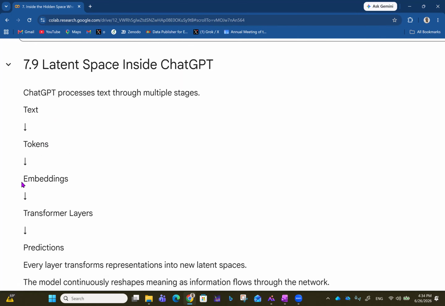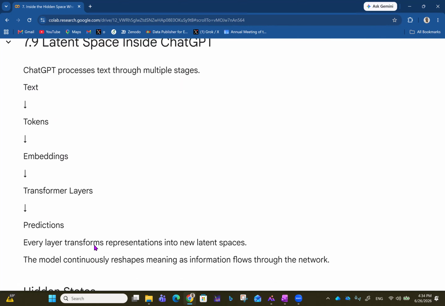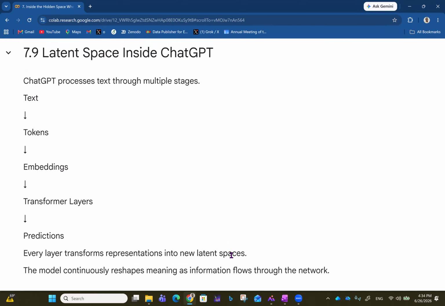With this, you transform the tokens into a vector space by the process of embedding, and then you go through the transformer layers, and from there you can match the text with whatever the model has stored or was trained on, and then you get your prediction. Every layer transforms representations into new latent spaces. So the model continuously reshapes meaning as information flows through the network.